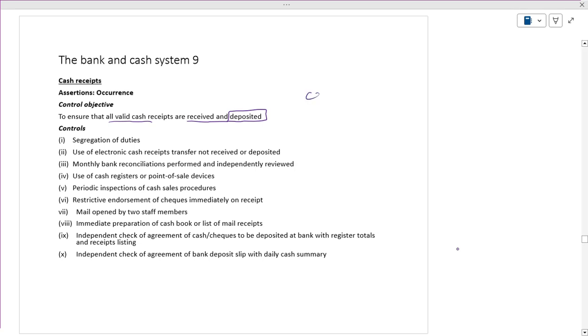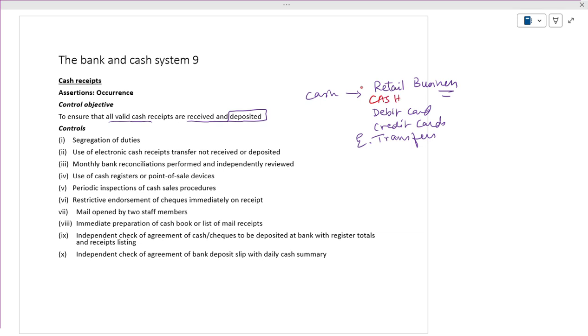Now the cash, if you take a retail business, there are various ways. People will use debit cards, people will use credit cards. People will use transfers, e-transfers. And in some cases, people are also using physical cash. You see, on top of every cashier there will be a camera.